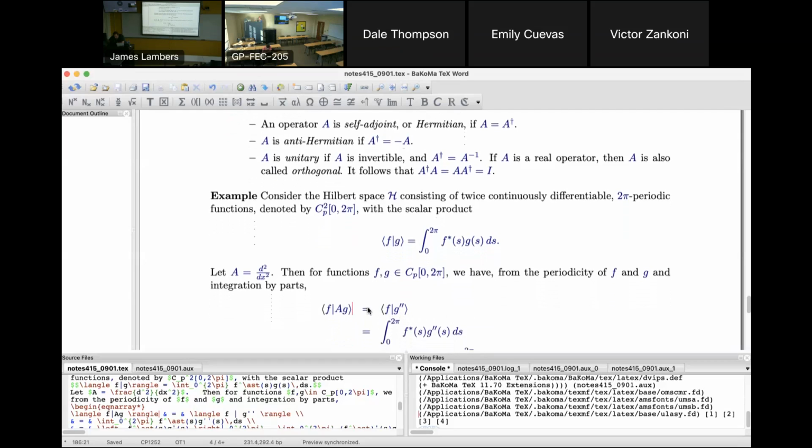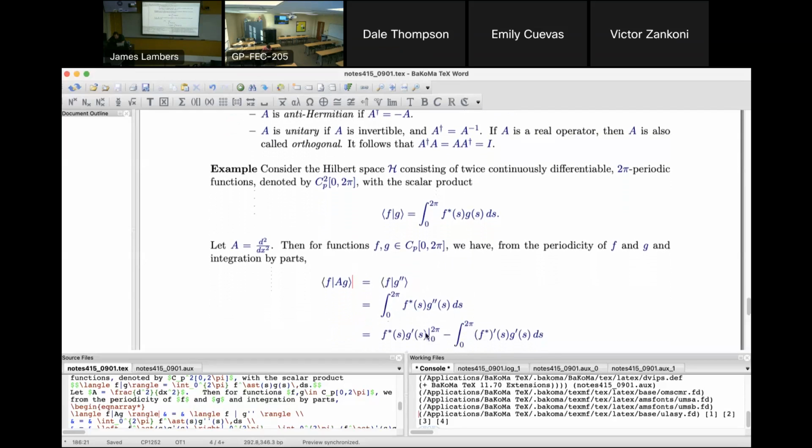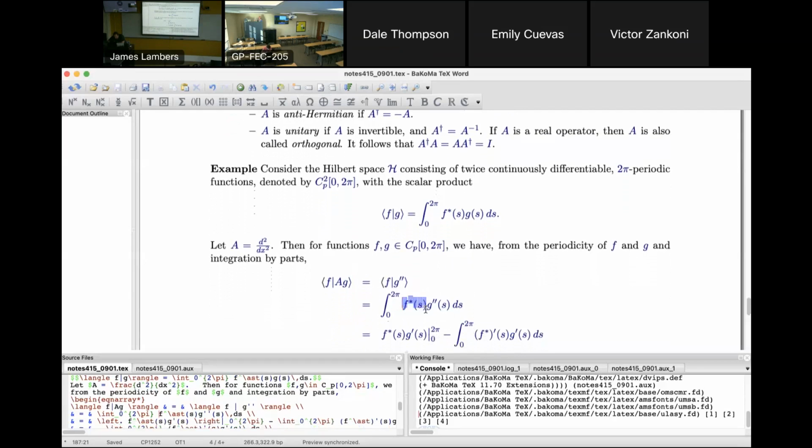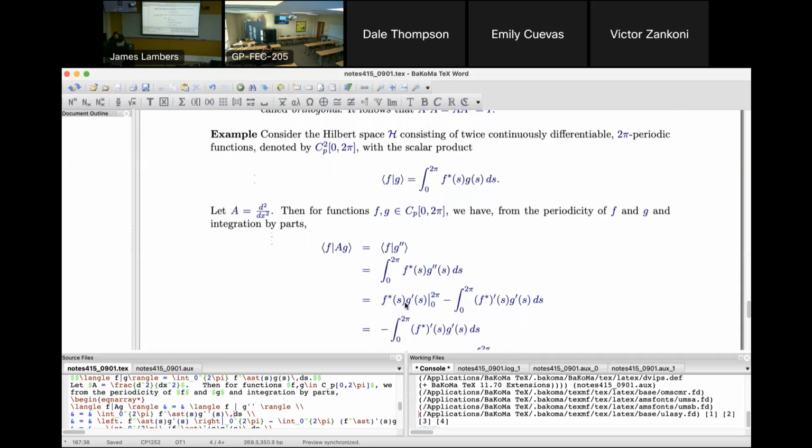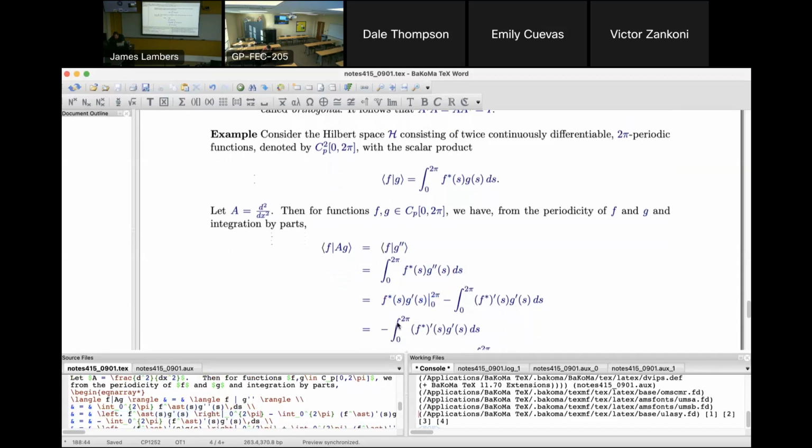So just using the definition of A, I have f with g double prime. But using the definition of a scalar product, I have this. Now I apply integration by parts, where f conjugate is the u, and g double prime is playing the role of the dv. So I get these boundary terms, and then I get this integral. But f and g are periodic, so these functions are equal at 0 and 2 pi. So these boundary terms go away. So all I'm left with is this.